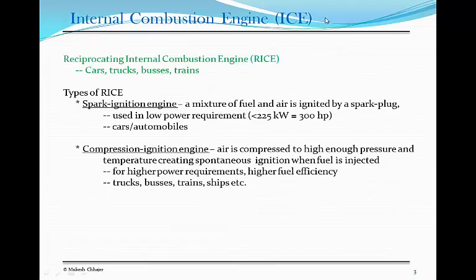So the internal combustion engine, which is called ICE, is used in all the modern automobiles, trains, and buses, and they work on two different principles. One is called the spark ignition engine and the other one is called the compression ignition engine. The difference is that in the spark ignition engine, once you feed the fuel mixture, which contains fuel and air, then we provide a spark, basically ignite it by using a spark plug.